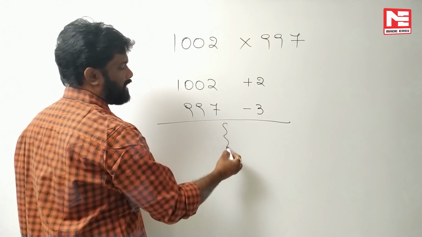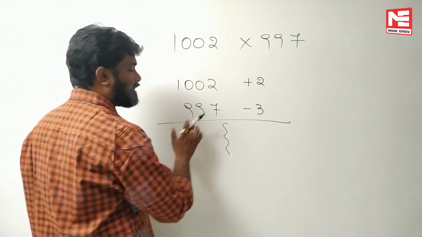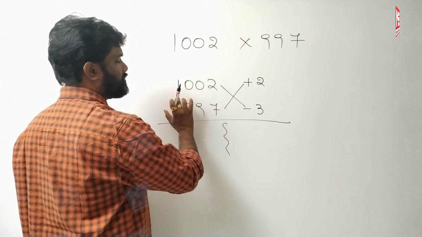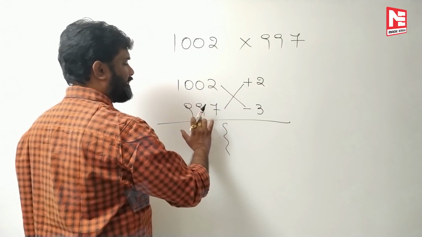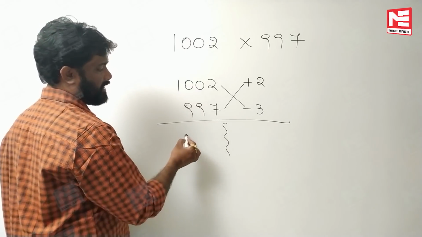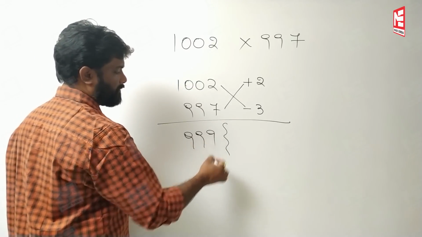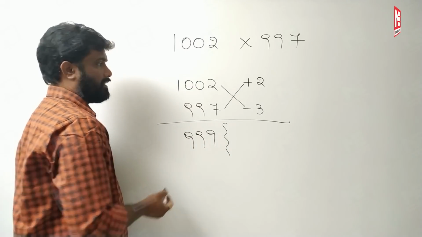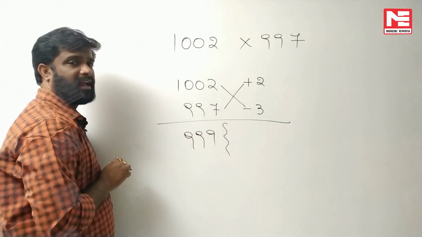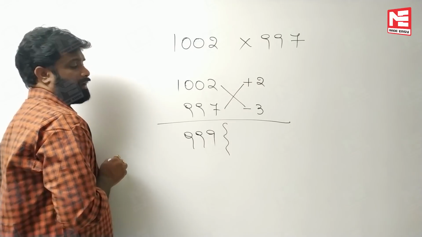Immediately I divide my answer into two parts, the left side part and the right side part. What is the left side part? Cross execution: 1002 minus 3, or 997 plus 2. My dear friends, you will get only one answer. What is that? 999. Either way, you get the same number, 999.